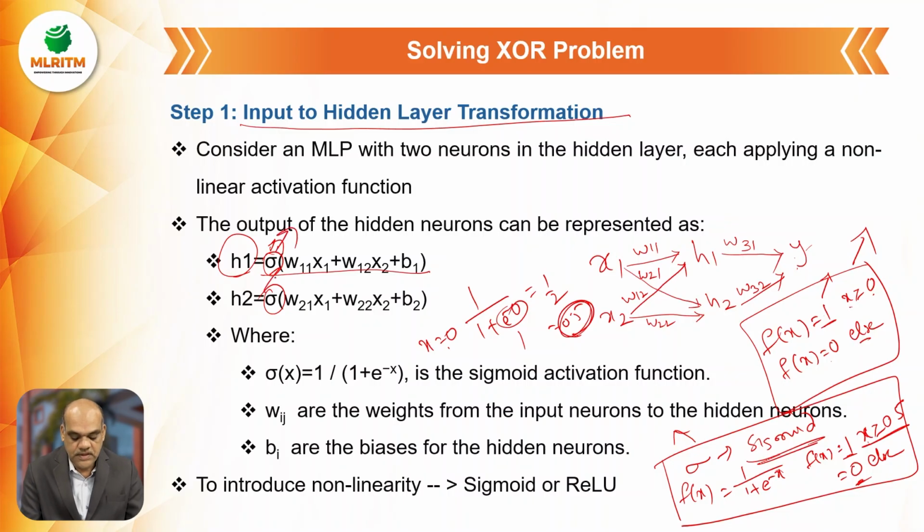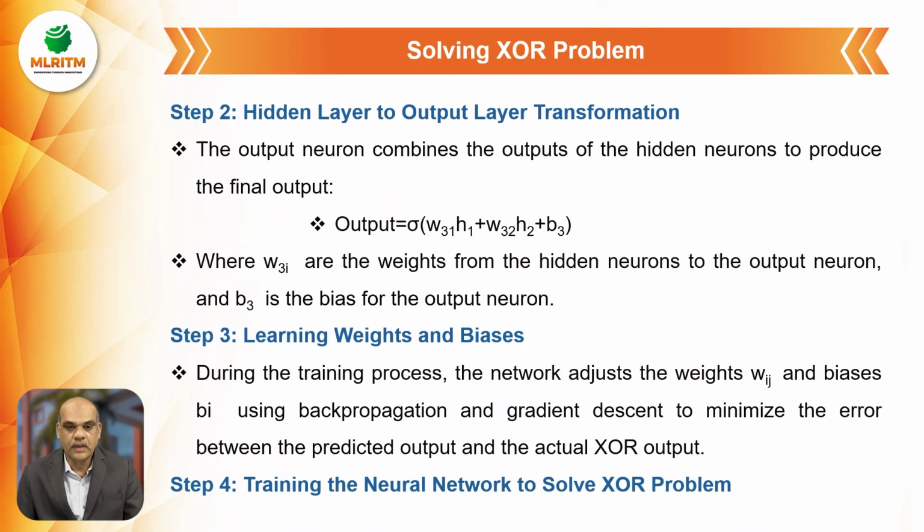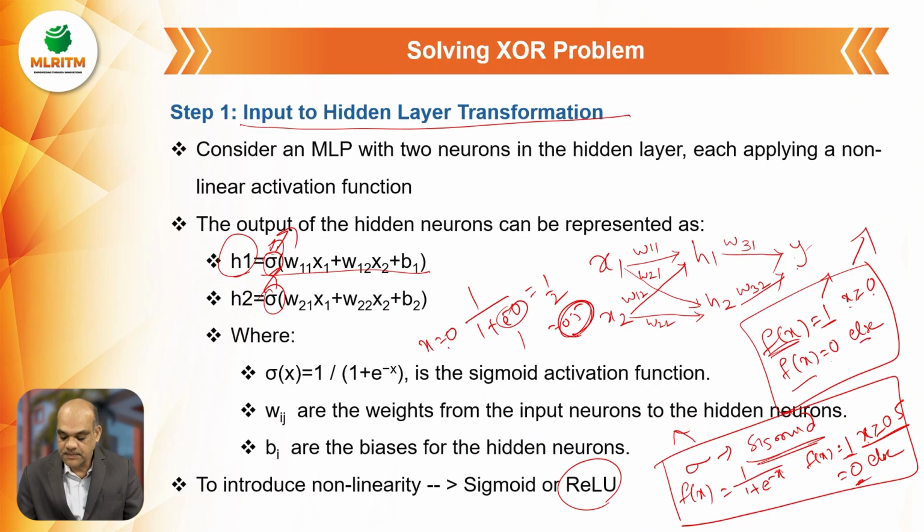So here, sigma I am specifying either the normal activation function or the sigmoid, or you can also use ReLU to solve that particular problem in the first step. Second step, hidden layer to output transmission. So once the outputs are transformed at the hidden layer, these outputs are transmitted as the input for the second layer. Now, here we are going to introduce one bias at each and every weight.